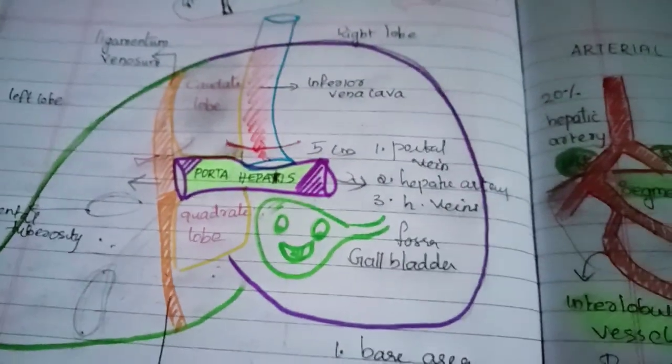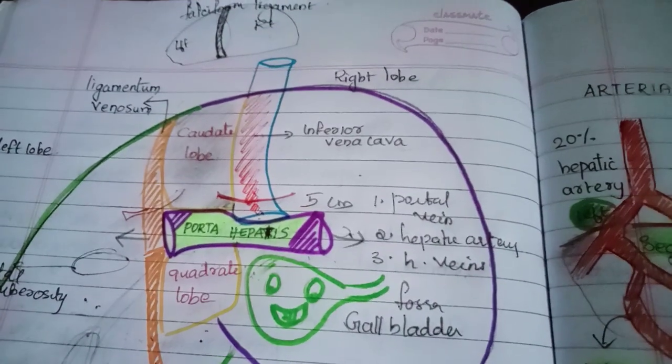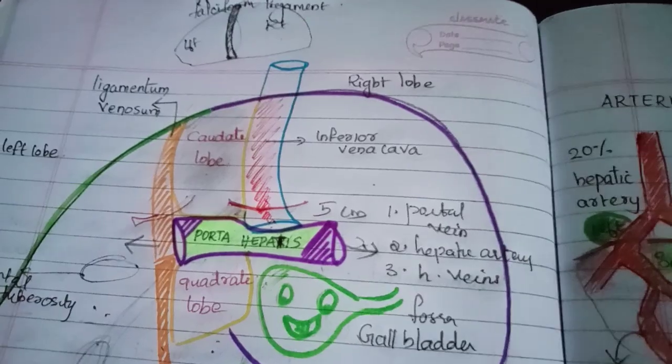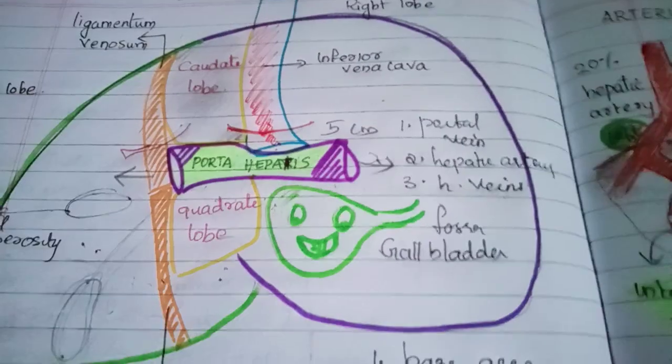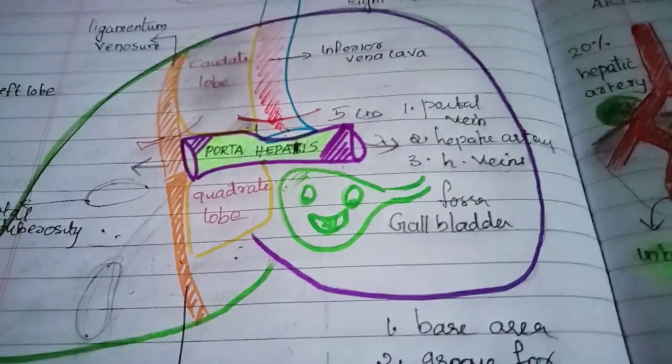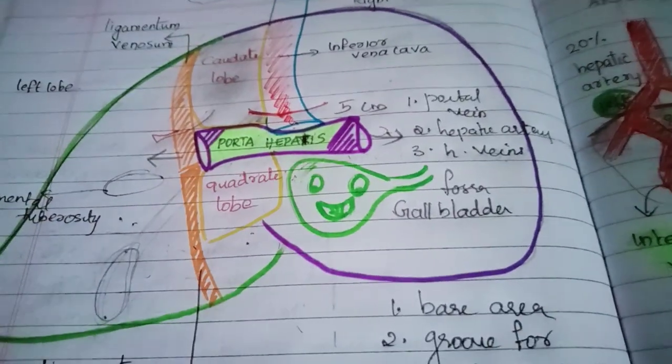Then we discussed the lobes, right lobe and left lobe. We discussed the front view, with the falciform ligament. Then we had the back view of the liver. We discussed the right lobe and left lobe. In the right lobe we had 2 lobes, the caudate lobe and quadrate lobe. Then we discussed the relations.